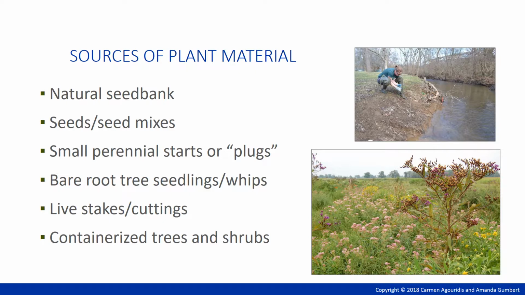The top image here shows installation of willow stakes during the dormant season. The bottom image is an example of swamp milkweed, boneset, ironweed, and sneezeweed that grew naturally from the seed bank.